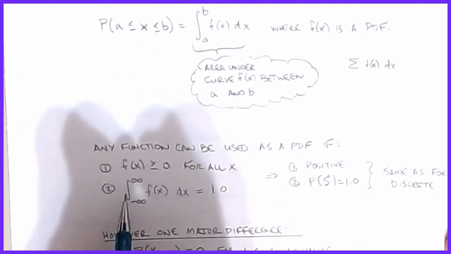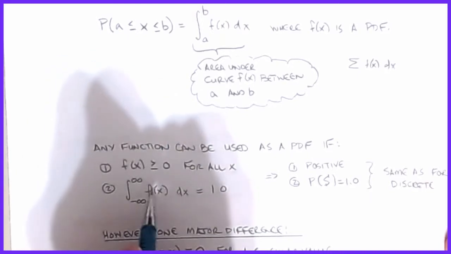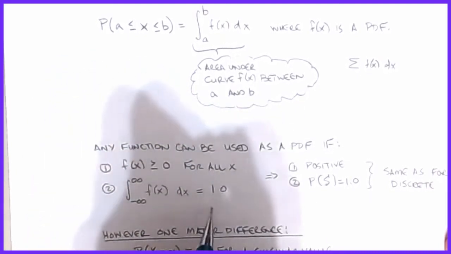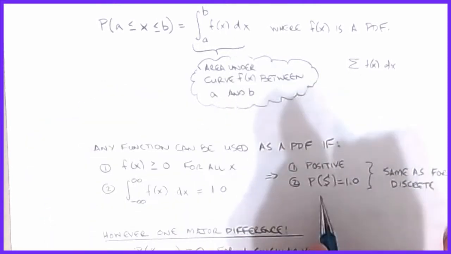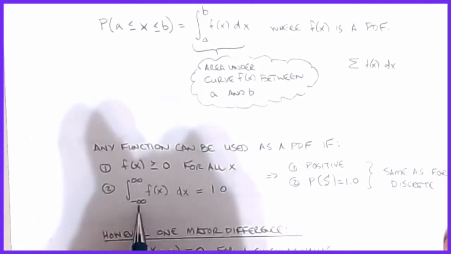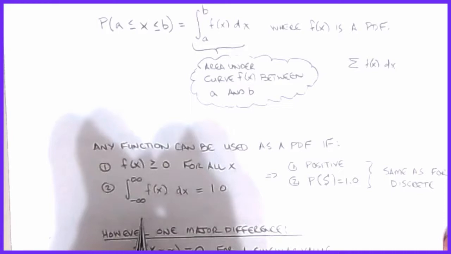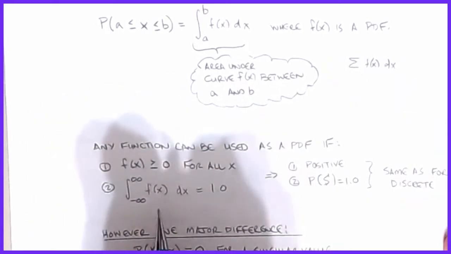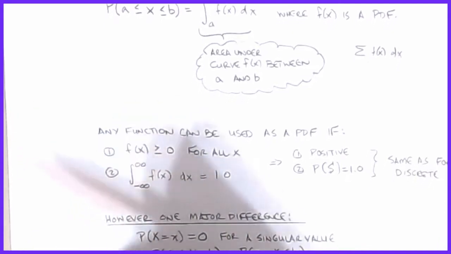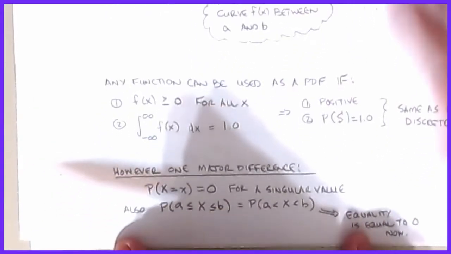The next one is that the integral from negative infinity to positive infinity, which is basically the entire domain of x, of f(x) dx has to be equal to 1.0. And you've seen that one before, because before we said that the probability of our sample space had to be 1.0. The sample space is everything that we're considering. Positive infinity to negative infinity is everything that we're considering. So these are the same properties that you had in discrete, it's just they're written a little bit differently.